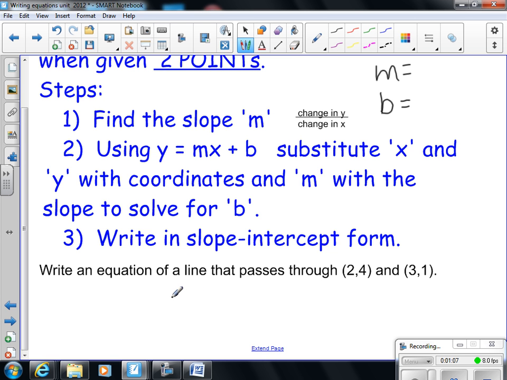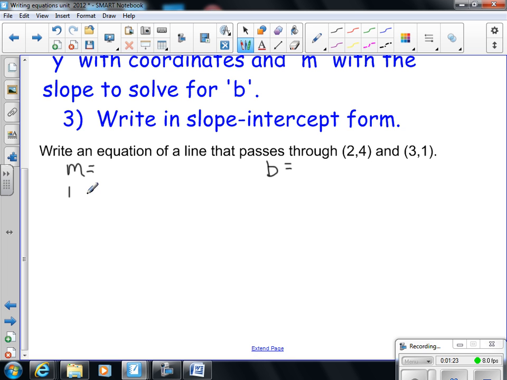We're going to write an equation of a line that passes through the points (2, 4) and (3, 1). The first step is we need to find our slope. To find our slope, we're going to do the change in y over the change in x: 1 minus 4 over 3 minus 2. And I get negative 3 over 1, which is the same as negative 3. So our slope in this equation is going to be negative 3.